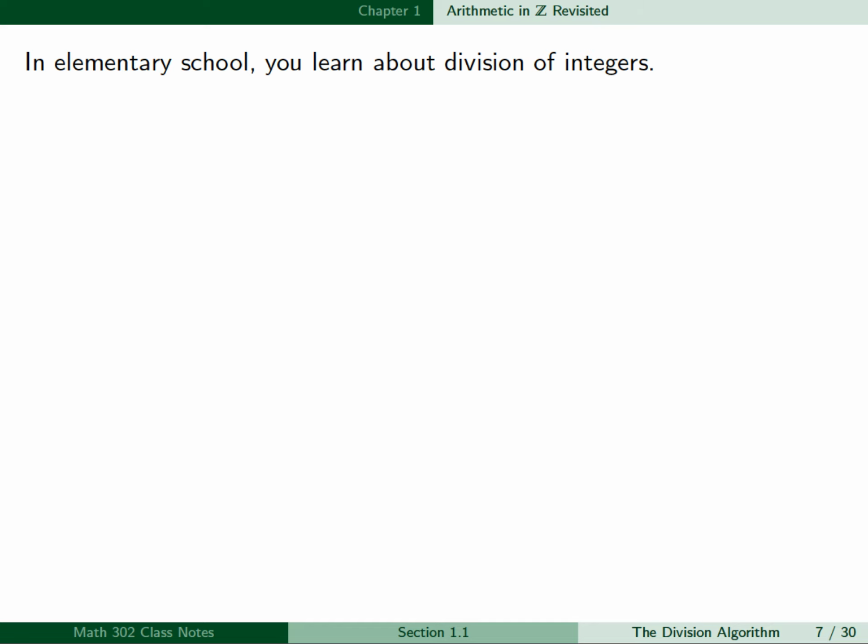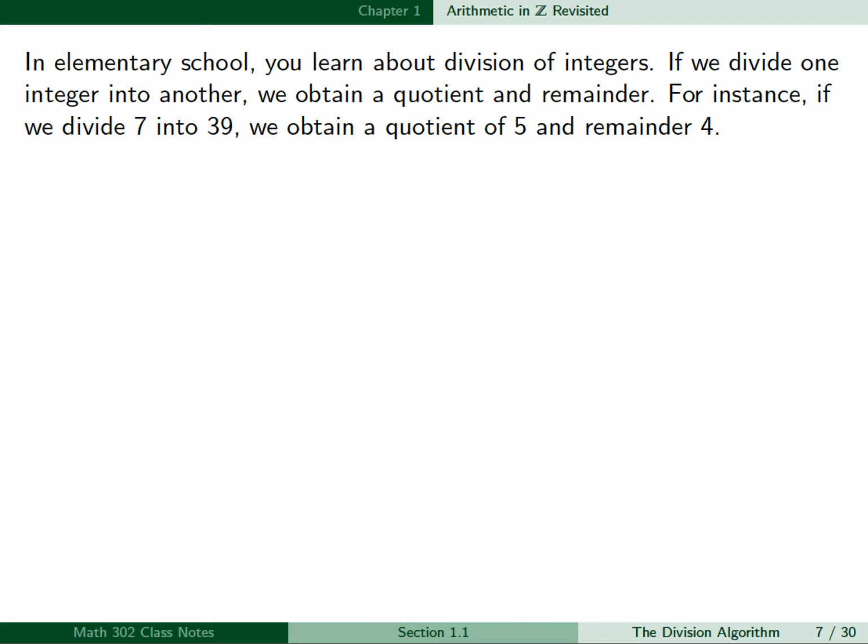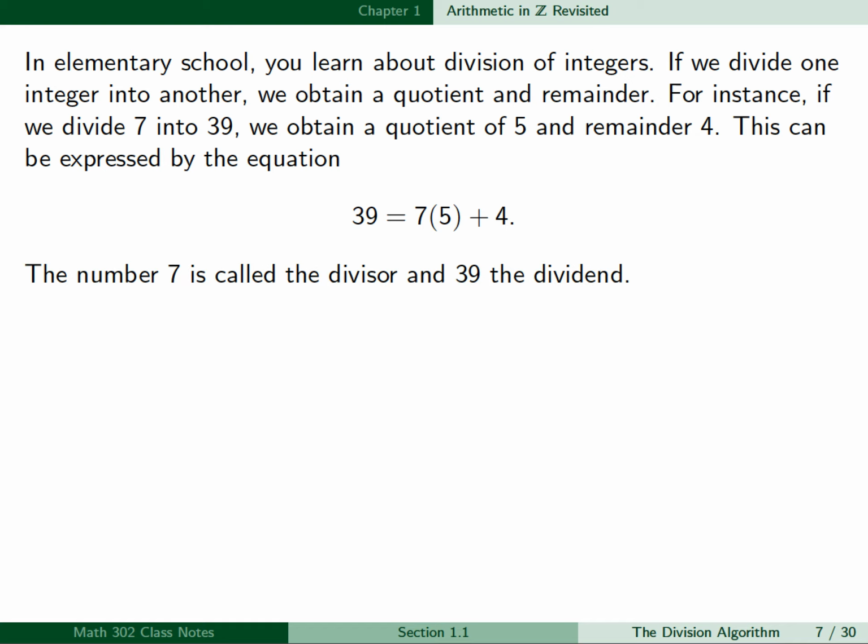Now in elementary school, you learn about division of integers. If we divide one integer into another, we obtain a quotient and remainder. For instance, if we divide 7 into 39, we obtain a quotient of 5 and a remainder of 4. This can be expressed by the equation 39 is equal to 7 times 5 plus 4. The number 7 is called the divisor, and the number 39 the dividend. In general, the dividend will be equal to the divisor times the quotient plus the remainder.